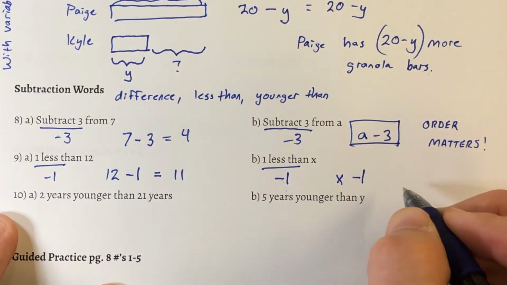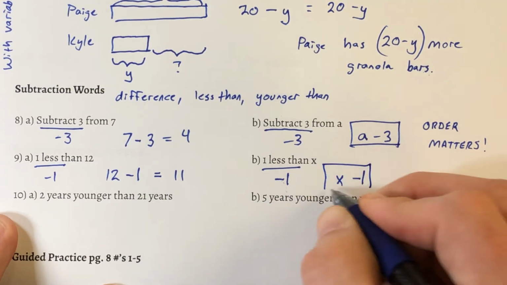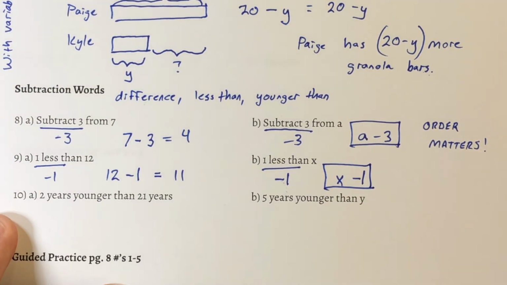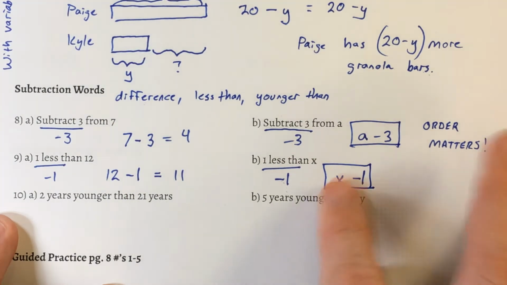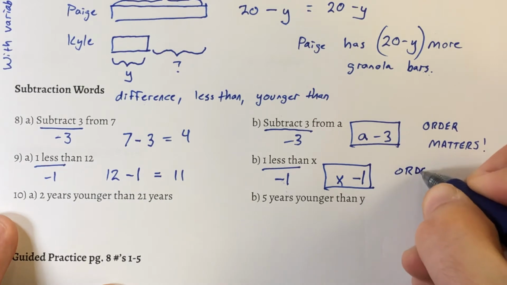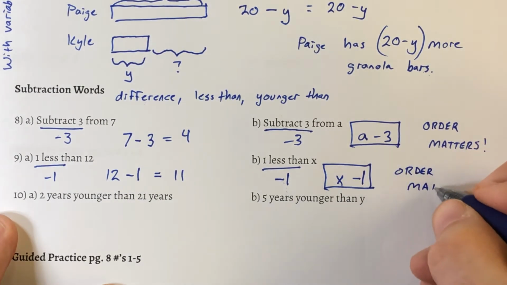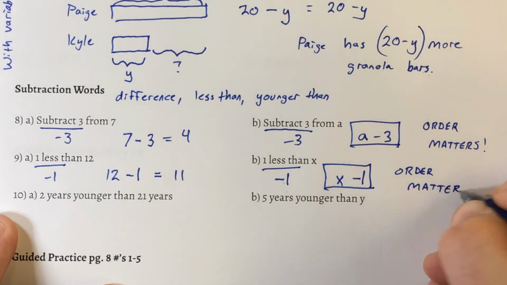Can I do anything with that? No. X minus 1 is x minus 1. You can't actually solve it until you know what x is. Don't try. People try to solve these all the time. No, it's not going to be like 10. I don't know what x is. Again, order matters. Meaning you can't do 1 minus x. Why? Because it doesn't say x less than.